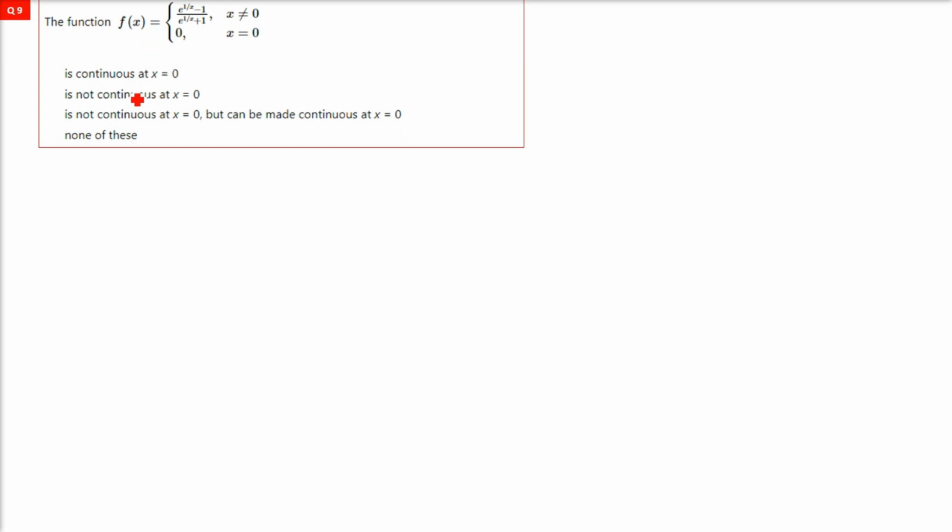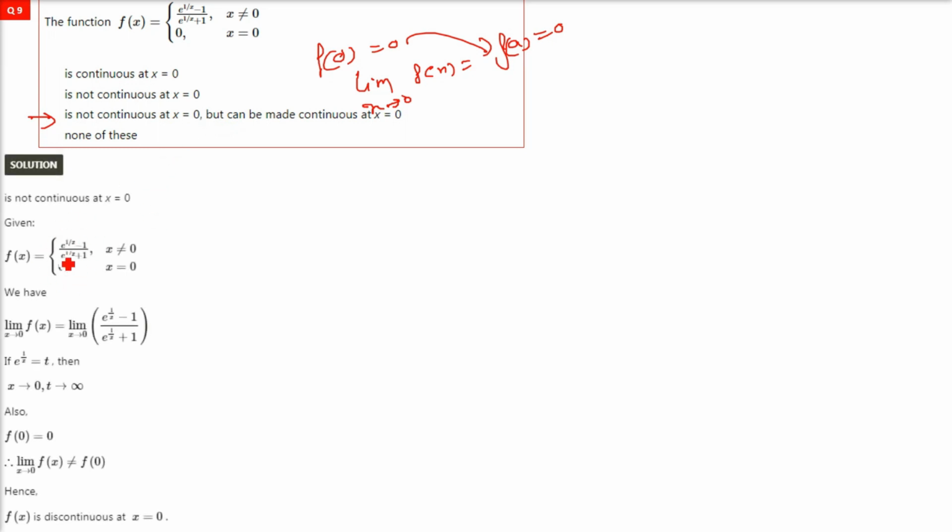Now this question, f(x) is e raised to the power 1 by x minus 1, divided by e raised to the power 1 by x plus 1. So continuity and discontinuity we have to check. So limit x tends to 0 of the above function, let us call it f(x), and this should be equal to f(a), which is f(0) in this case. So we just have to find out the limit of this e raised 1 by x minus 1 divided by e raised 1 by x plus 1, and then we'll check the continuity at 0 or not.